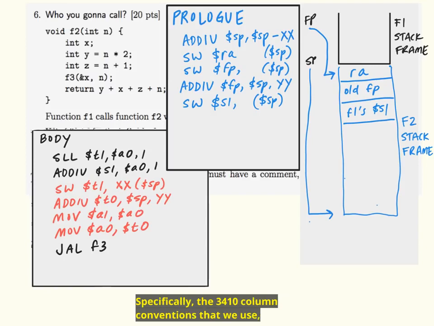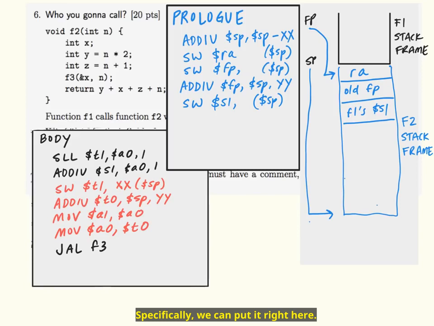Specifically, the 3410 calling conventions that we use tell us that F1 has already made space available on its stack for any arguments to F2. That means that we can actually place the value of A0 onto the stack frame for F1. Specifically, we can put it right here.